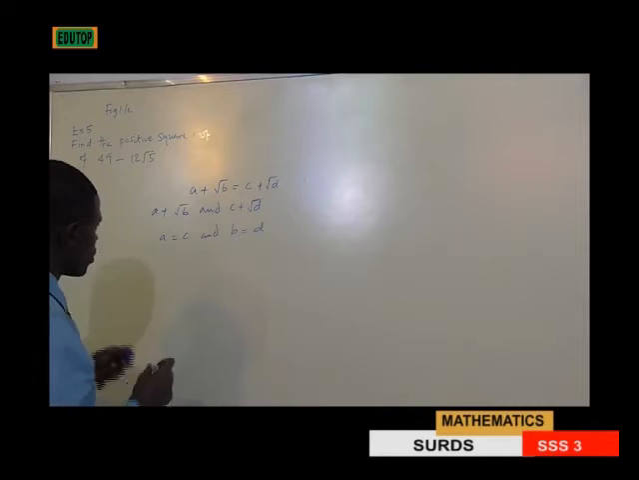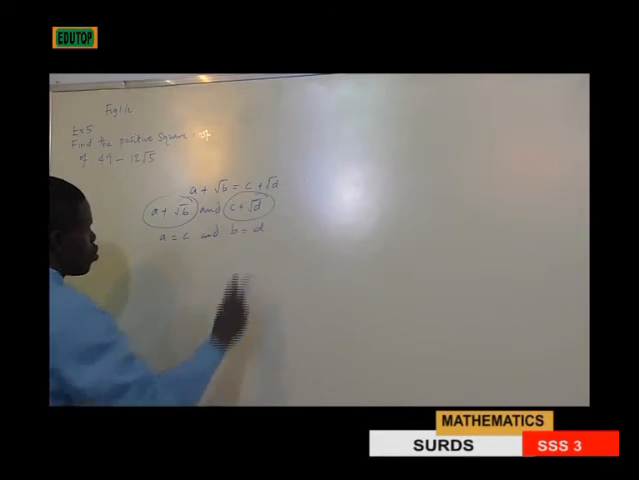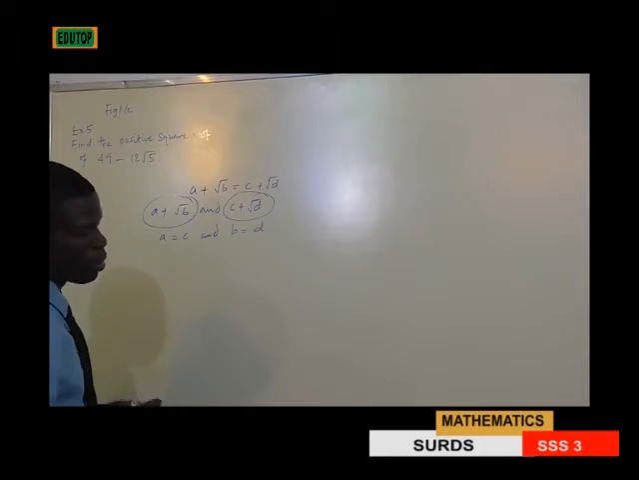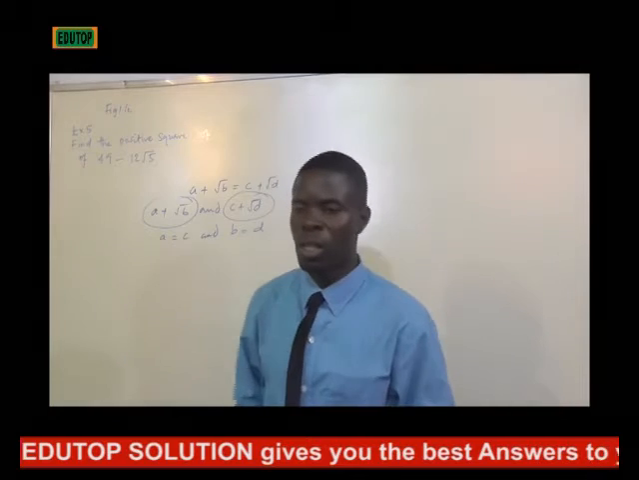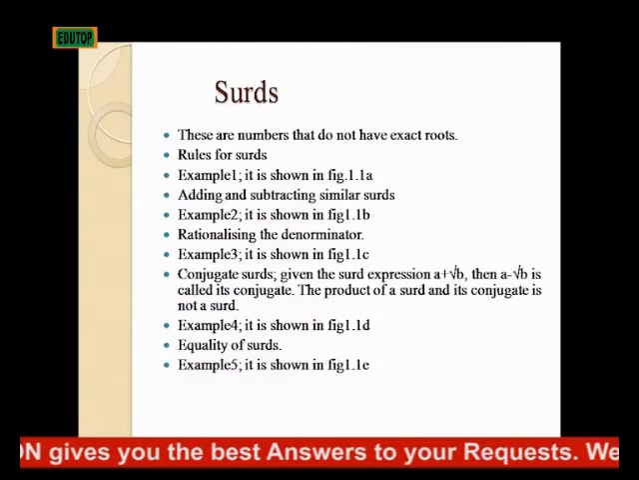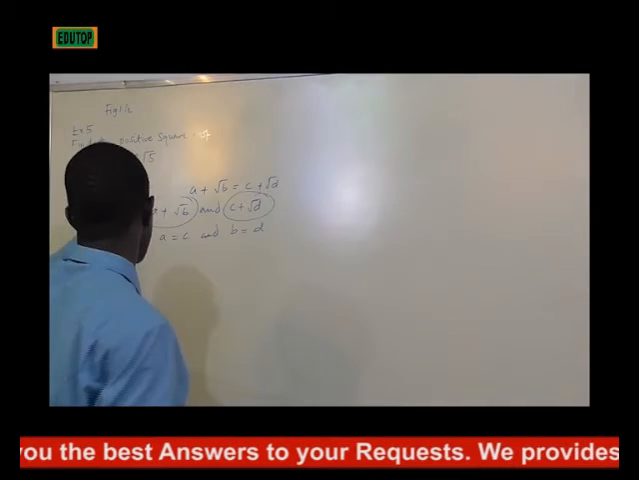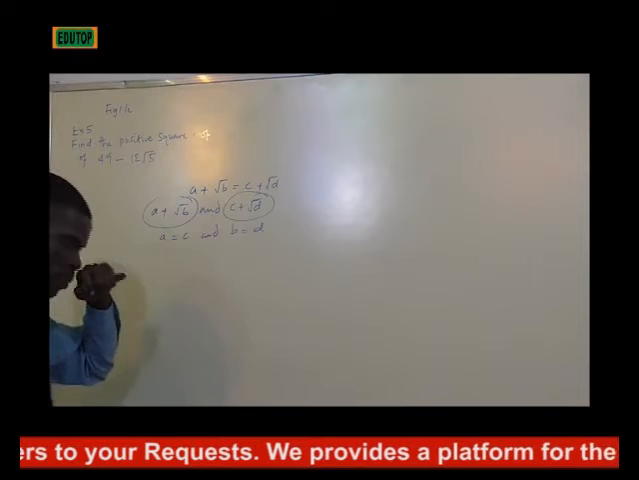That is the only condition that can make these two surds to be equal. So that is what is meant by equality of surds. Then example 5 is shown in figure 1.1e, and that is what you have on the board. Find the positive square root of this.